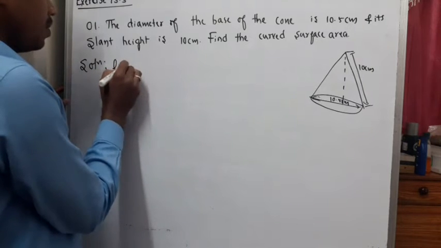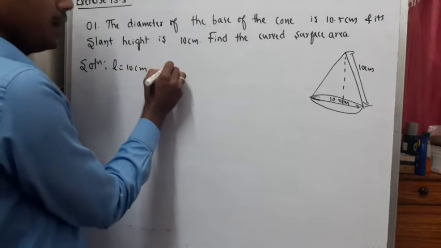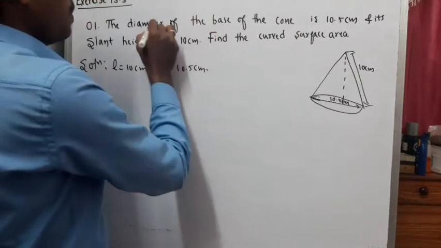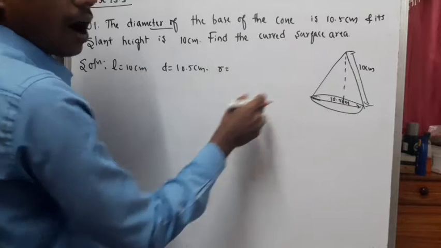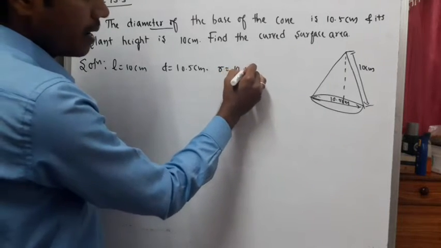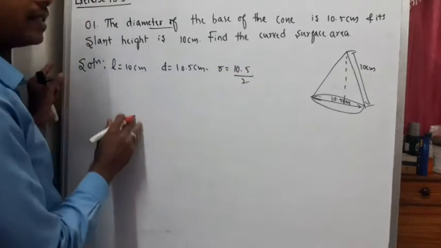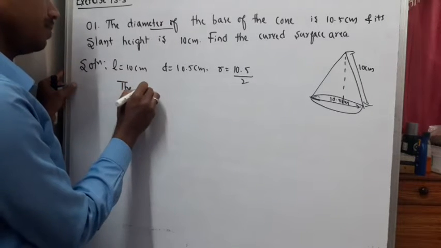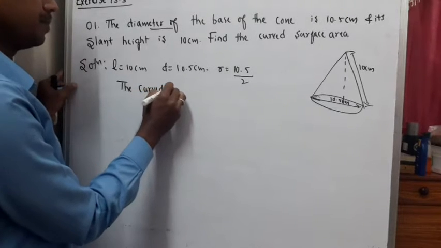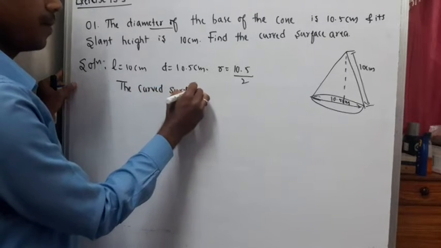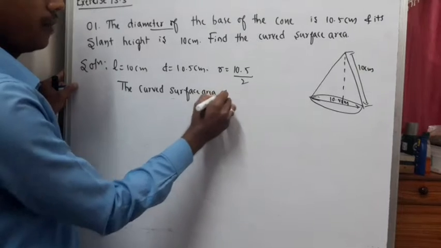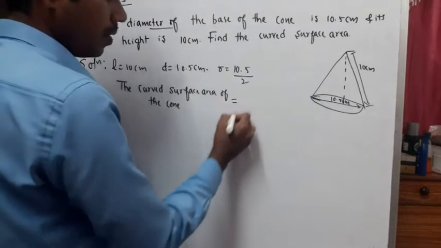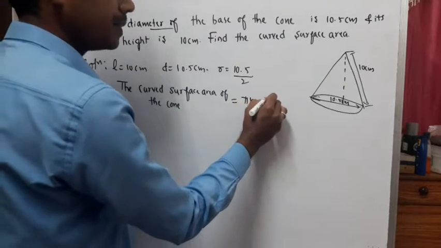So L is equal to 10 centimeter. D is equal to 10.5 centimeter. But we need R. R is equal to 10.5 divided by 2. So what is the formula to find the curved surface area of the cone? The curved surface area of the cone is equal to pi into R into L.